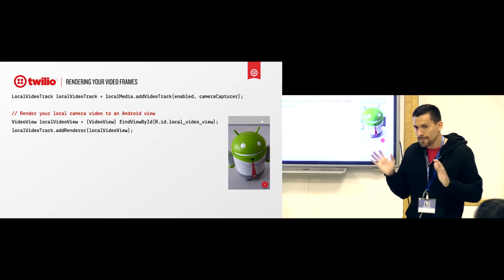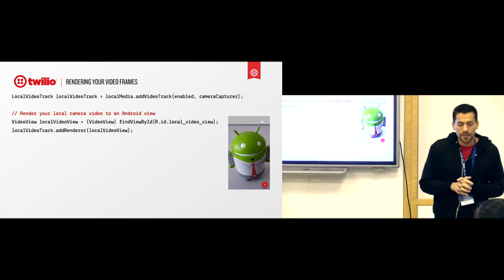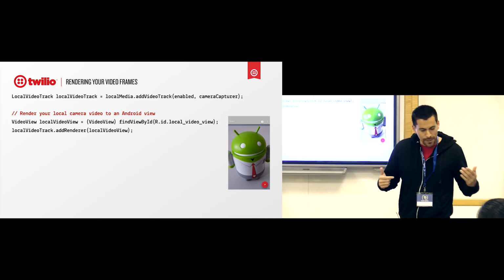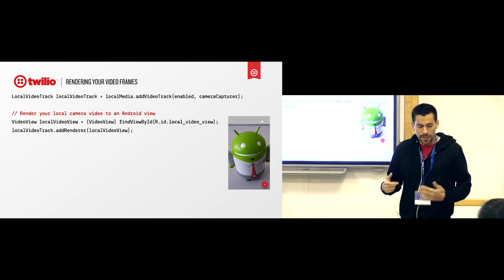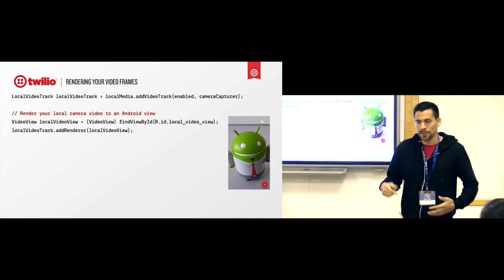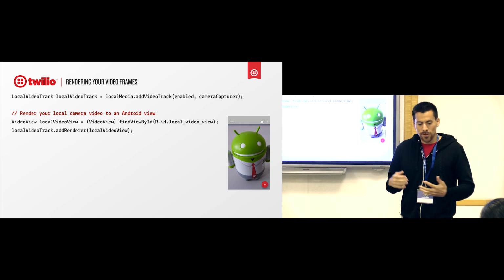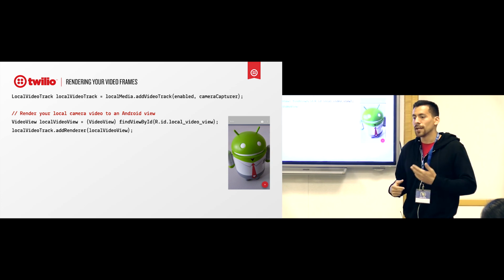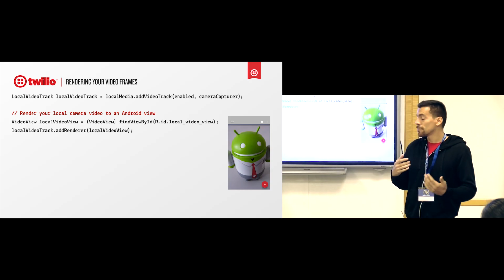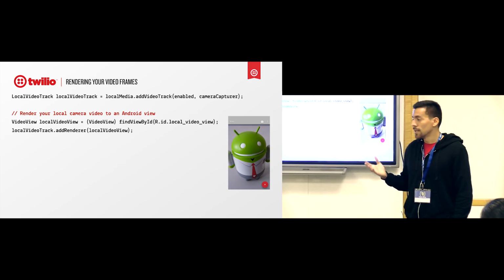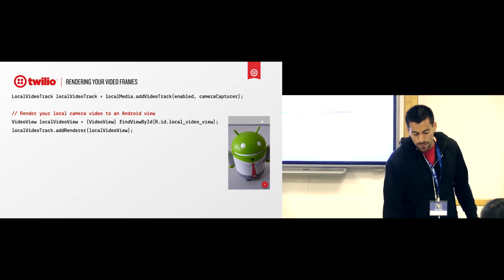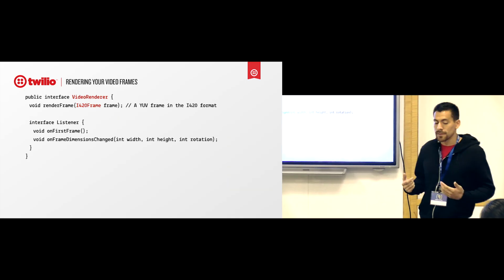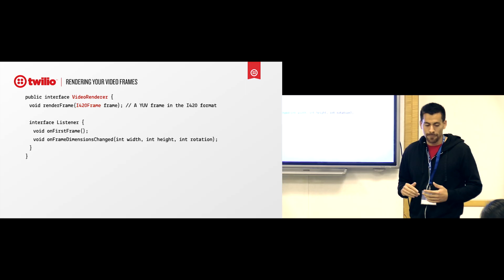Okay, so I've spent a lot of time on capture. Let's talk about rendering now. We've seen a lot of rendering so far. Rendering is also pretty straightforward in terms of the API. Once you have a local video track, you can add as many renderers as you'd like. Most renderers will render to views, but you can also do some custom things.